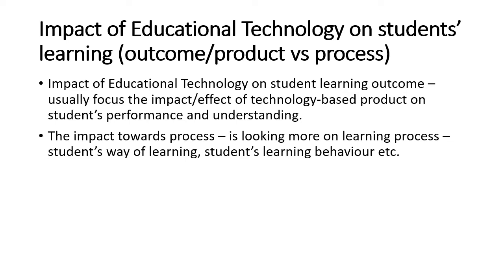If the research is focused on the impact of educational technology on students' learning outcomes, it usually focuses on the impact or the effect of a technology-based product on students' performance and understanding in learning. Meanwhile, if the research focuses on the impact toward the process, it is actually looking more into the learning process, like students' way of learning, students' learning behavior, and etc.